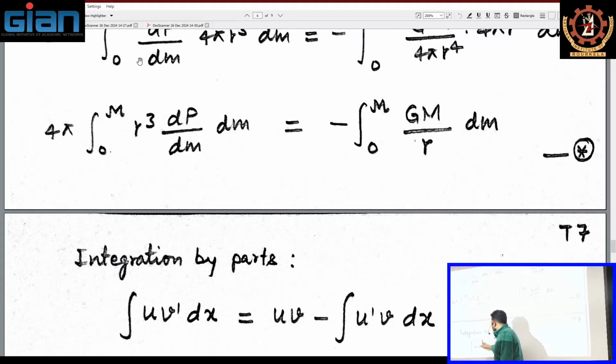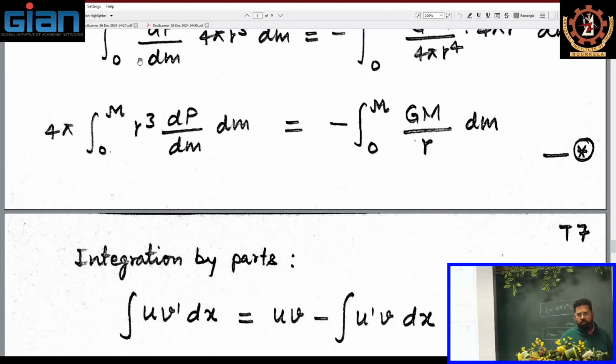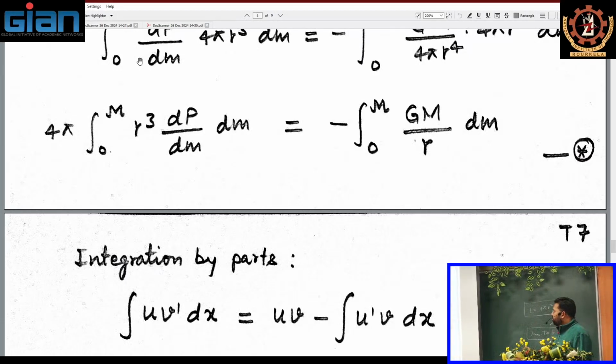In these cases the integration by parts is given by u multiplied by v minus the integration of u', which is the differentiation of u with respect to the considered variable, multiplied by v, and then dx. Okay, so what we need to do is take the same integration by parts formula and apply it on the left hand side of our equation star.